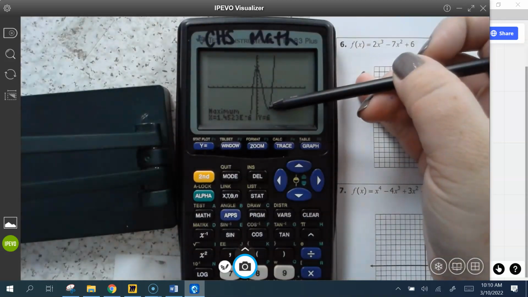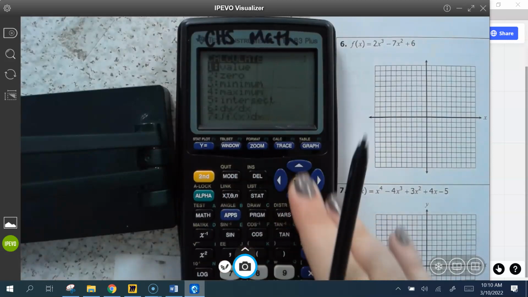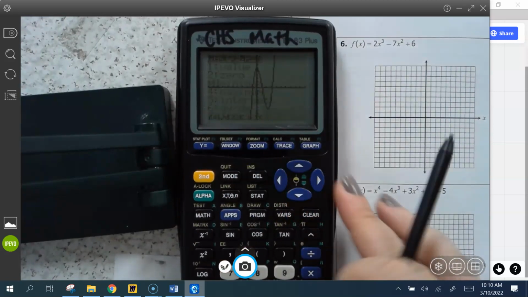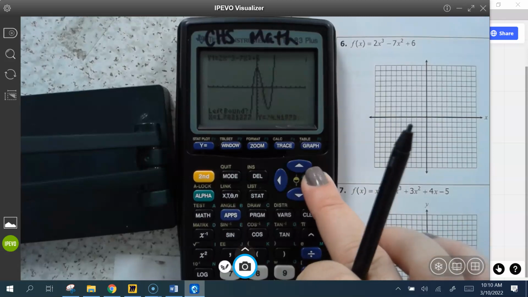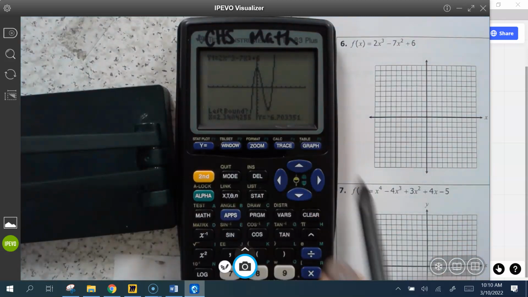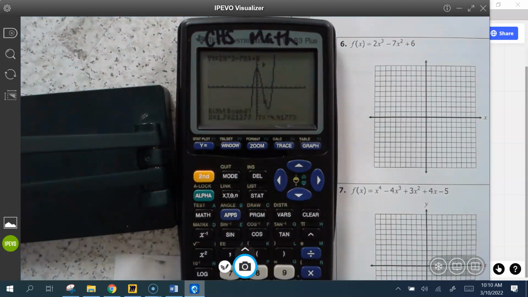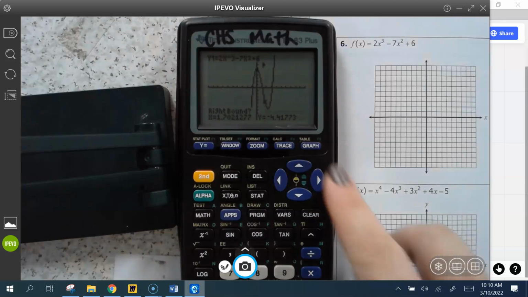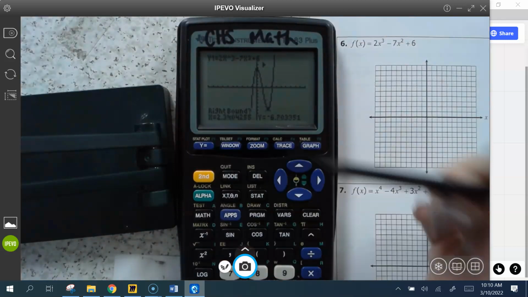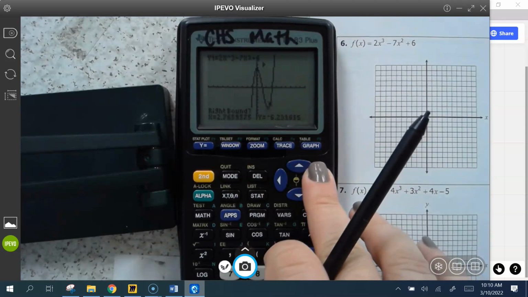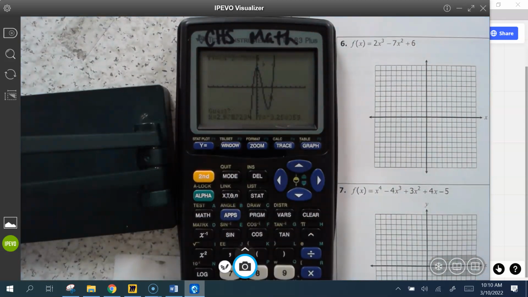I'm going to go ahead with this minimum. So second trace, this time I'm choosing minimum. Again, I'm going to put my spider close to where I think it is, and then it says left, so I'm going to hit left 1, 2, 3 times and hit enter. I'm going to go back to where I think it is, and I'm going to hit right for right bound 1, 2, 3 times. Enter, enter. Yes, yep. 2.3, negative 6.7.